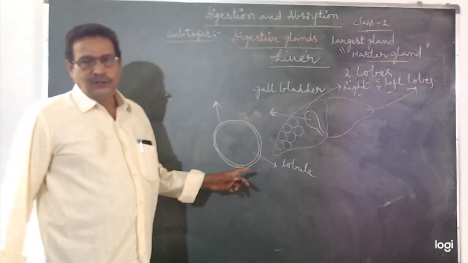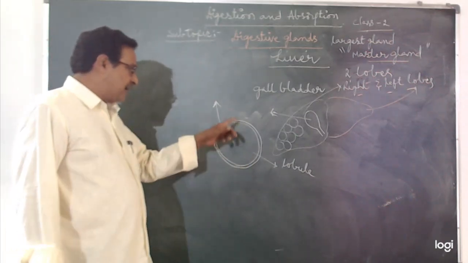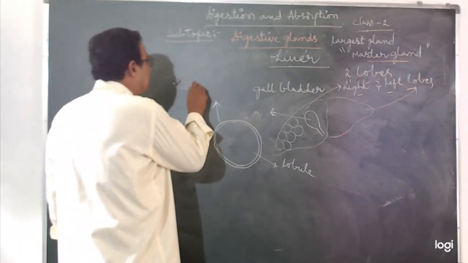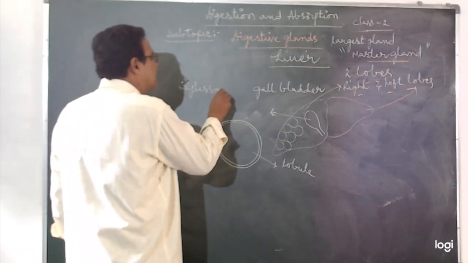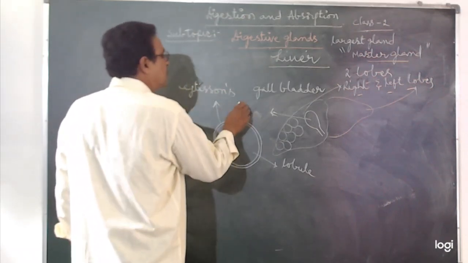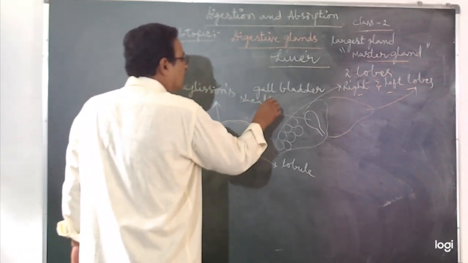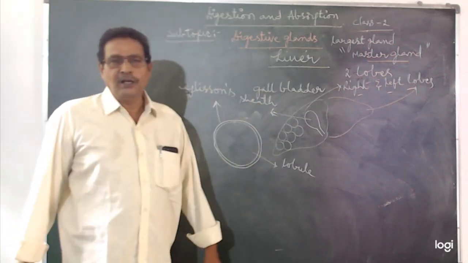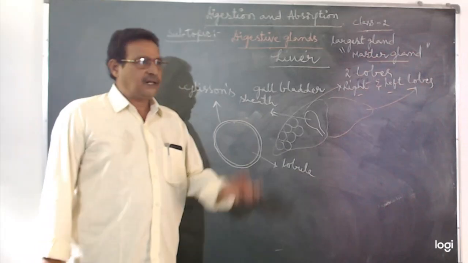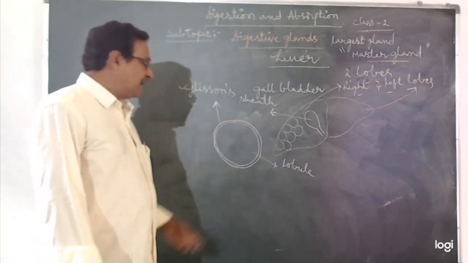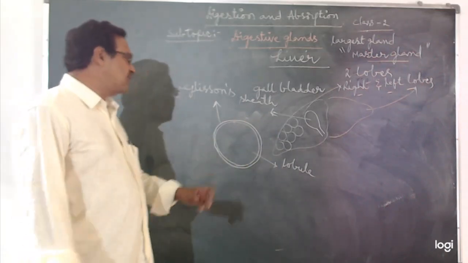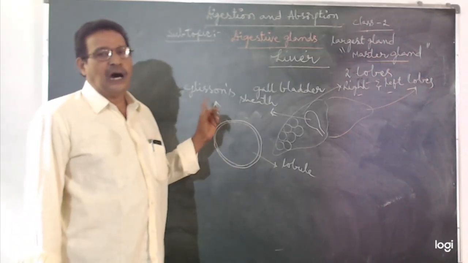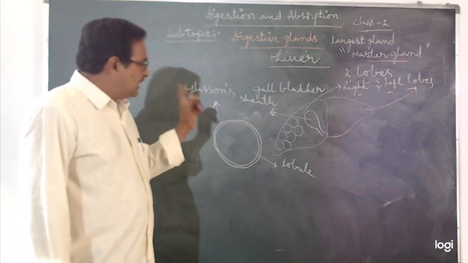Each lobule is surrounded by a connective tissue layer. That layer is called Glisson's sheath. Each lobule is covered with or surrounded by a connective tissue layer. That layer is called Glisson's sheath or Glisson's layer.